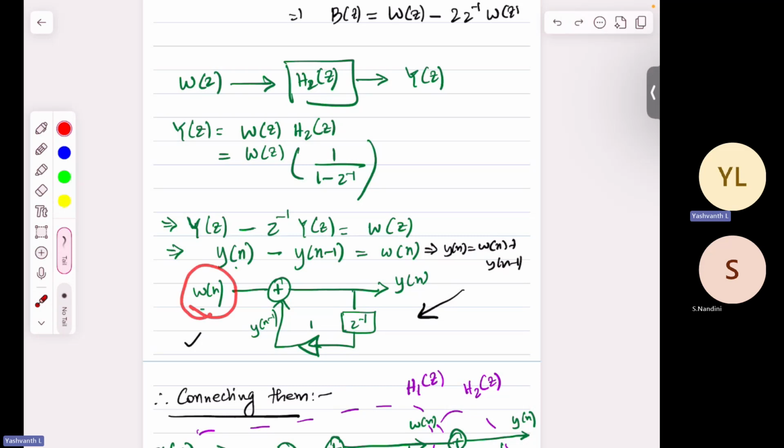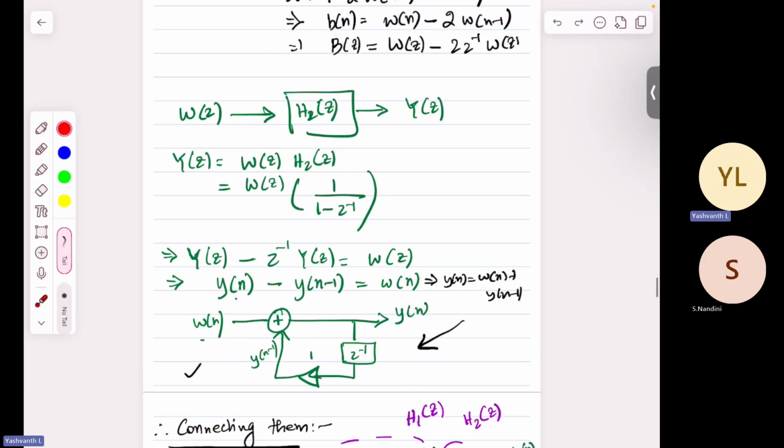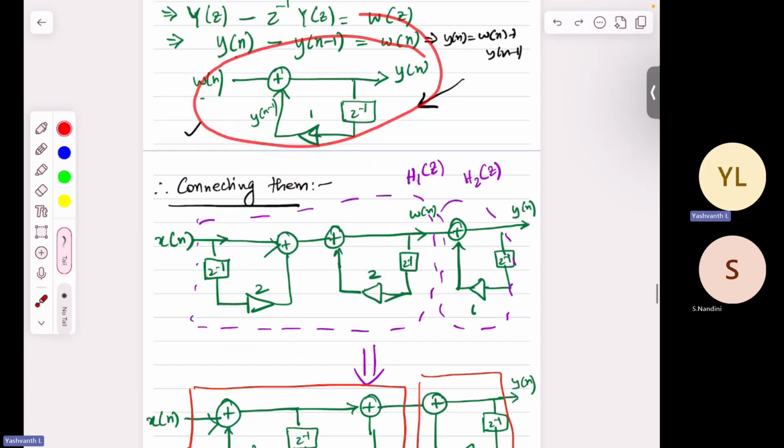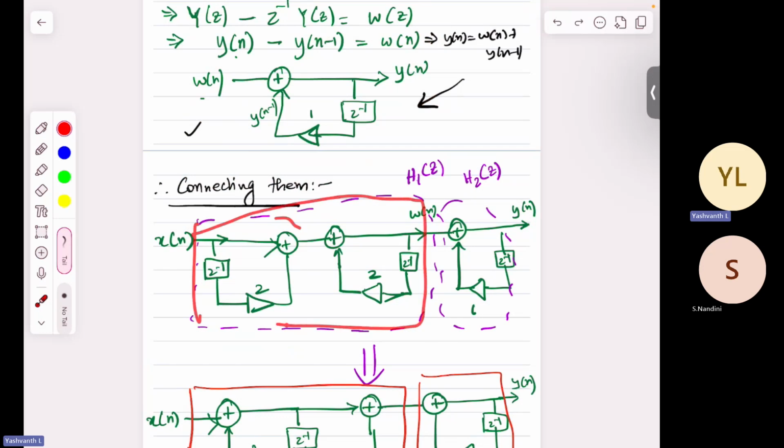That's simple. Take y of n, pass it through an adder. The first chain will give y of n. Take a part of y of n, delay it by 1 unit, and then multiply it by 1 and add it with w of n. So if you look at the output, y of n is nothing but w of n plus y of n minus 1. Okay, so we have implemented the second part. Now all you need to do is just connect both these blocks. Connect both of them, you will get this. So you have x of n. First, this is basically your h1 of z, and this is your h2 of z. You get y of n for any given x of n.